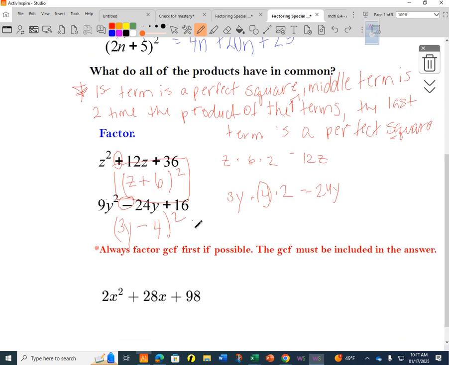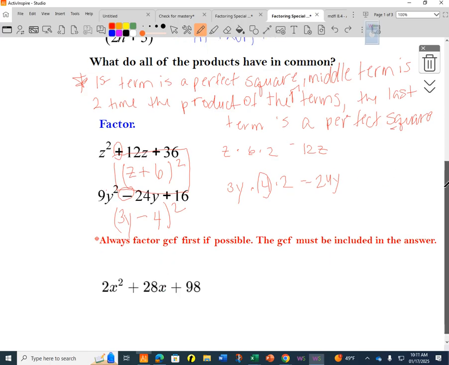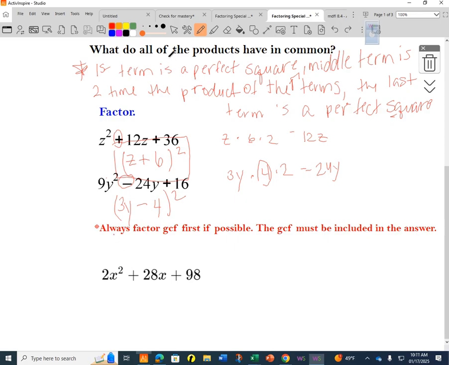Okay. So the shortcut, we just said square root of the first term plus or minus square root of the last term. Always a binomial squared. Sometimes there is going to be a greatest common factor. And so your trinomial may not look like a perfect square trinomial.